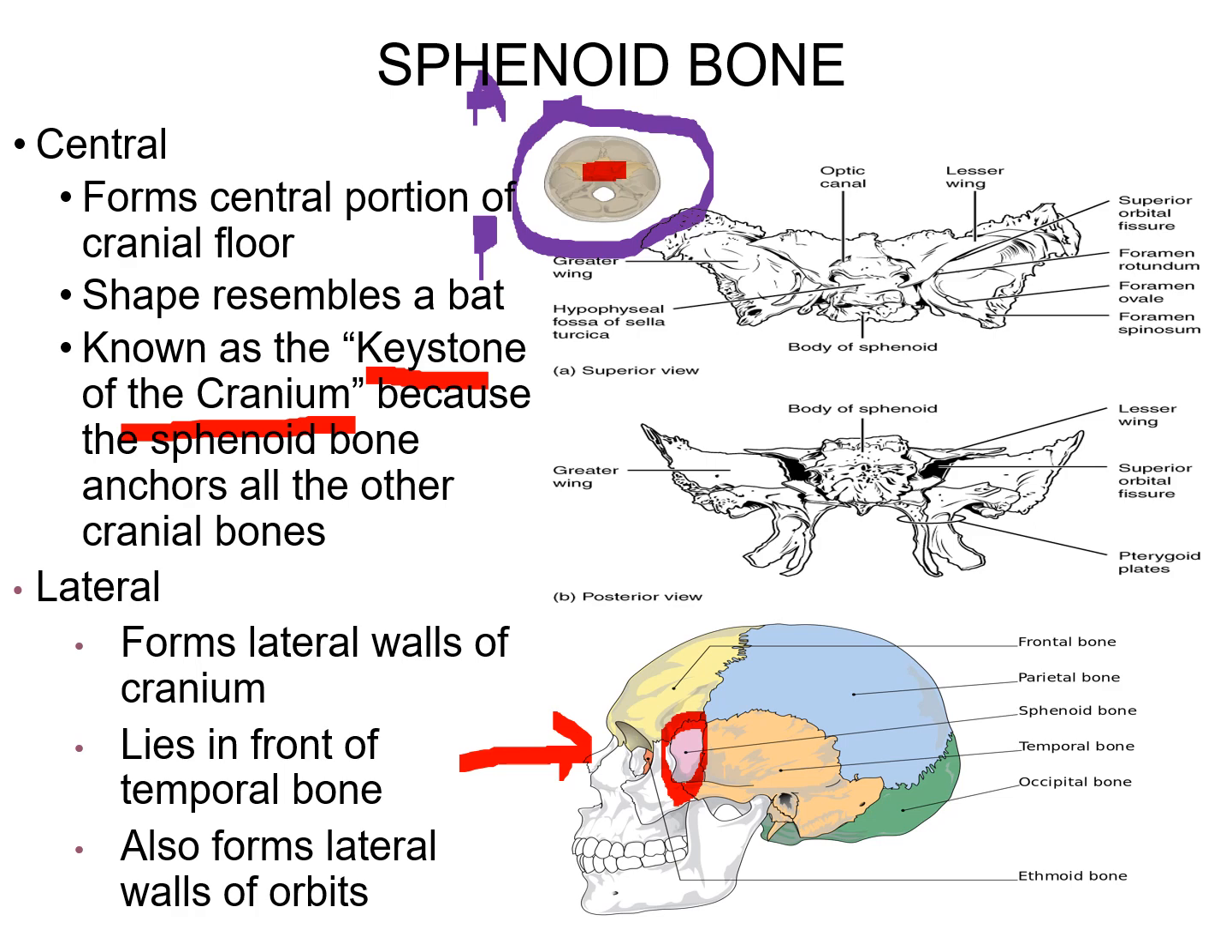And it also is involved with the orbits. So there are several bones that we'll talk about that actually make your orbital sockets, and the sphenoid is just one of many.